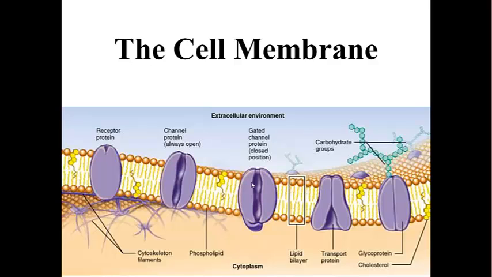Now, if you look here, there's a channel protein that is always open. Then you have a gated protein that can be closed or open. And then you have a transport protein, where whatever needs to get into the cell will travel through there. All of these things are going to allow certain things in and out. It just depends on the size. Anything really, really small is only going to fit through here, the lipid bilayer. The water would go through there.